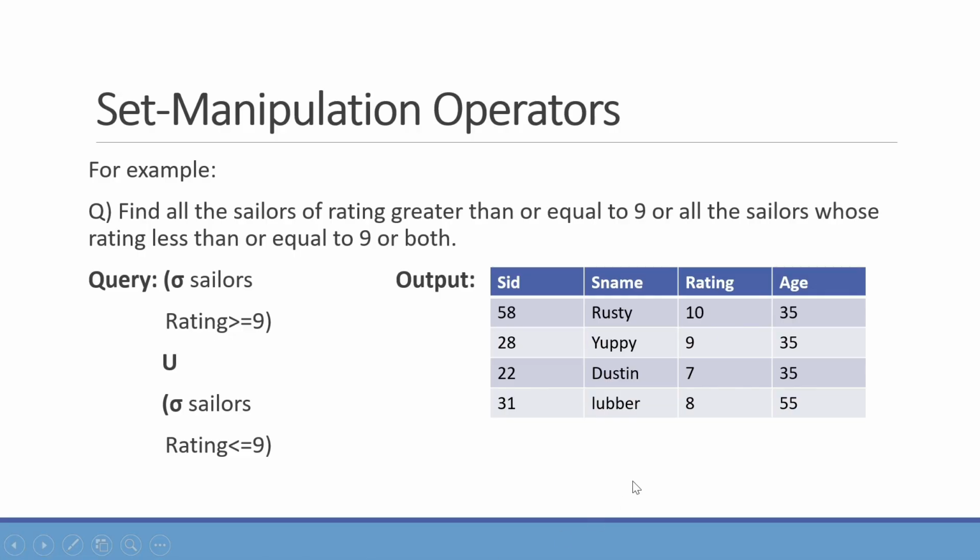Let's consider the first condition as R, the second condition as S, and the third condition as both. So R union S or both. Here it is a trick that if you see the word or between two conditions, you can use the union operator.